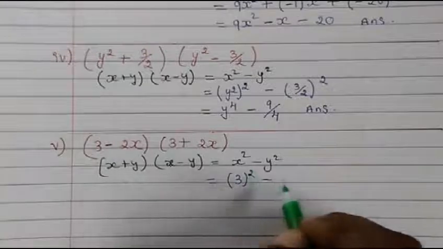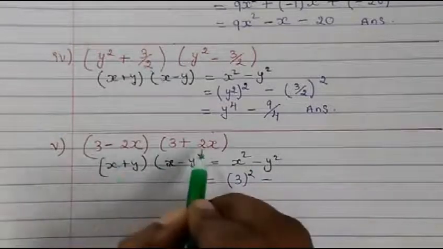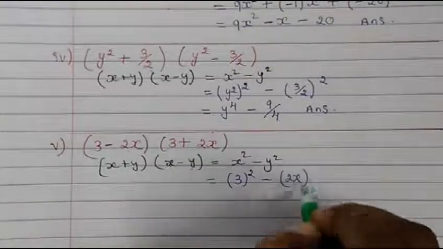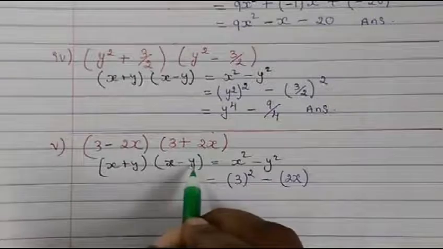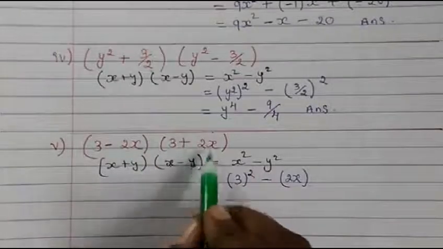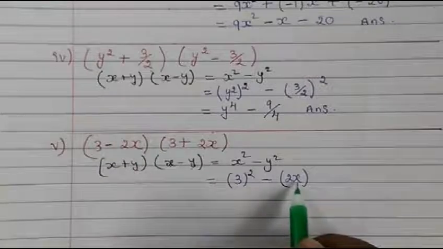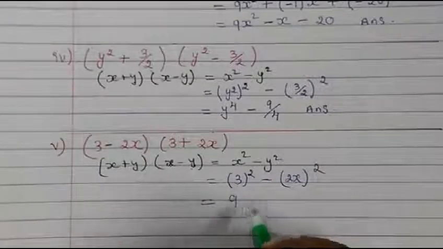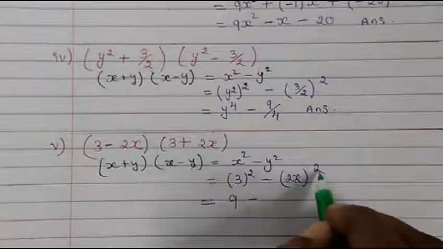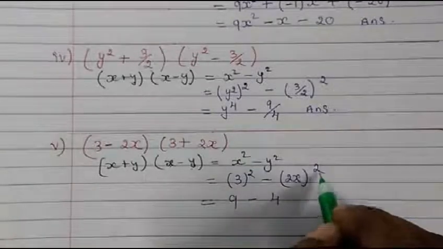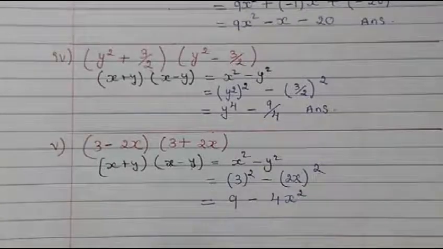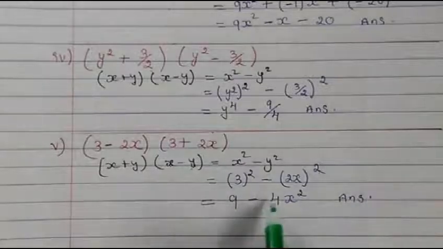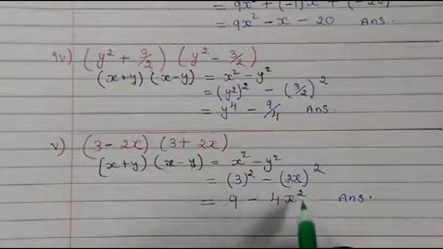Now in the place of x, what do we have? We have 3. Then square, minus, in the place of y, what do we have here? We have 2x. In the place of y, we have 2x. You have to just see only the variable. So in the place of y we will write 2x and the square as it is. Now 3 square is 9 minus 2 square will be 4 and x square will be x square here.